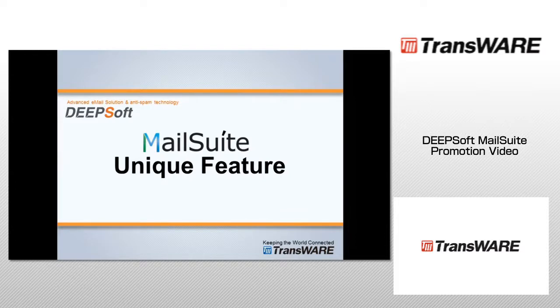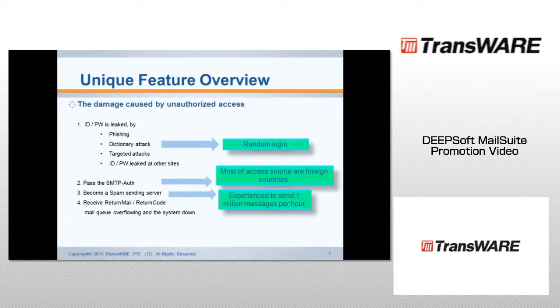MailSuite has some innovative, unique features. Do you know the process of recent illegal access to mail systems? First, phishing mails, dictionary attacks, targeted threats, and ID and password leakage at other websites cause ID and password leakage. Then, the attack passes SMTP auth using the stolen ID and password, and the server is taken over as a step toward spam mail sending. And finally, huge amounts of email are sent from your mail servers.